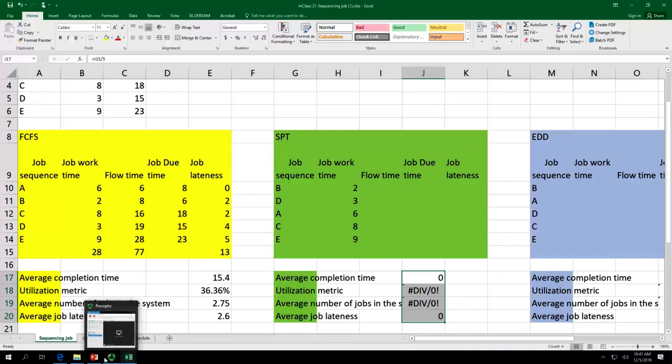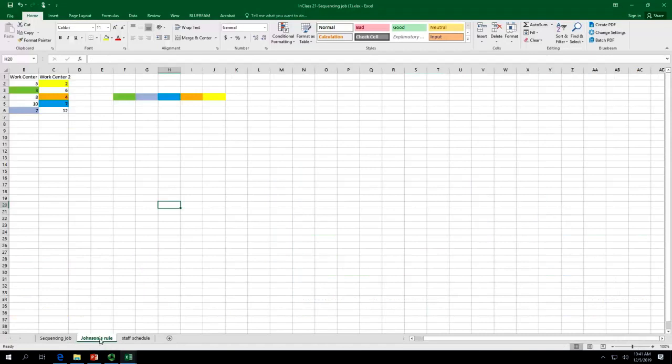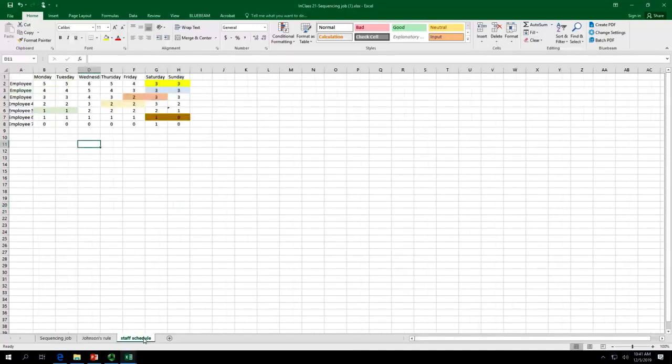I think next Tuesday I have Johnson's rule, which is difficult. Even though it looks simple, you need to be very clear what you are doing. And then the next topic is step scheduling. We are going to practice together. Hopefully we can finish on Tuesday. And then I'm done with all the semester.